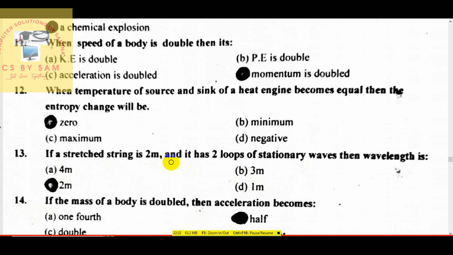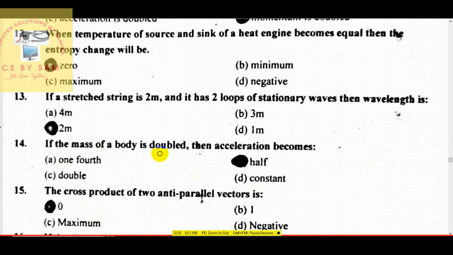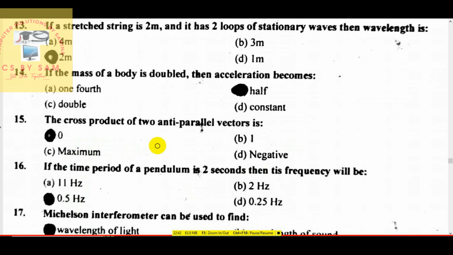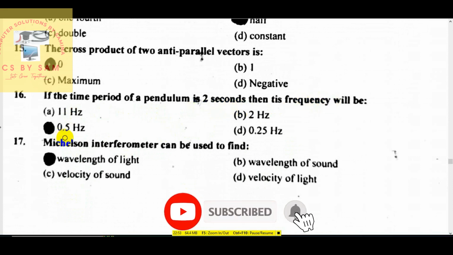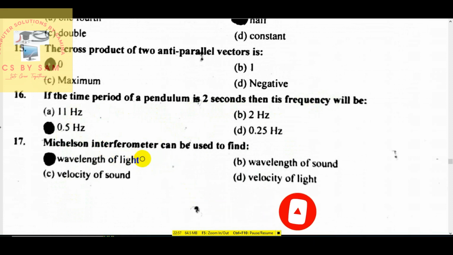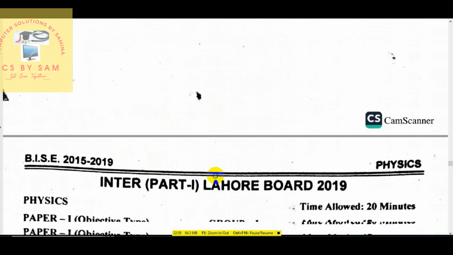If a stretched string is 2 meter and it has 2 loops of stationary waves, then the wavelength is 2 meter. If the mass of the body is doubled, then the acceleration becomes half. The cross product of two anti-parallel vectors is 0. If the time period of the pendulum is 2 seconds, then its frequency will be 0.5 Hz. Michelson interferometer can be used to find the wavelength of light.